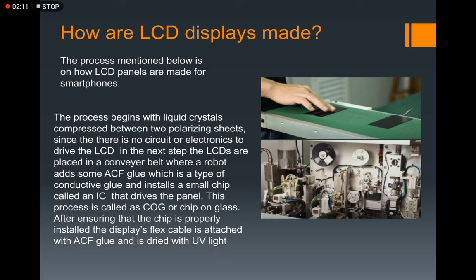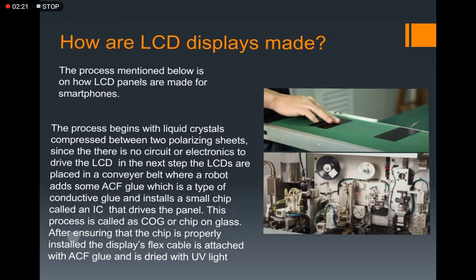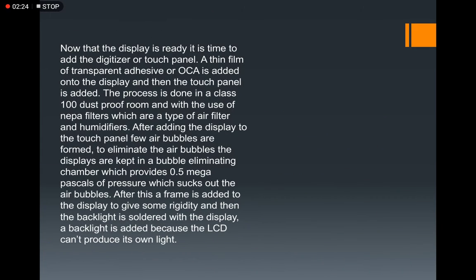After ensuring that the chip is properly installed, the display's flex cable is attached with ACF glue and is dried with UV light. Now that the display is ready, it is time to add the digitizer or the touch panel. A thin film of transparent adhesive, or OCA, is first added onto the display and then the touch panel is added. The process is done in a class 100 dustproof room with the use of HEPA filters, which are a type of air filter, and humidifiers.